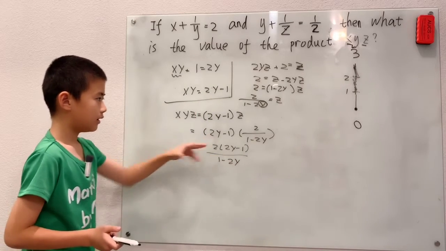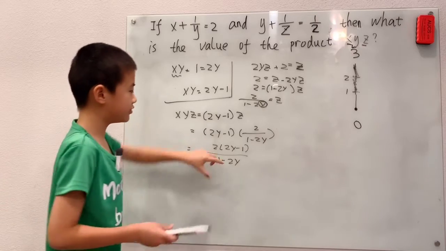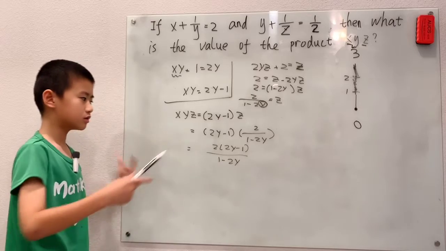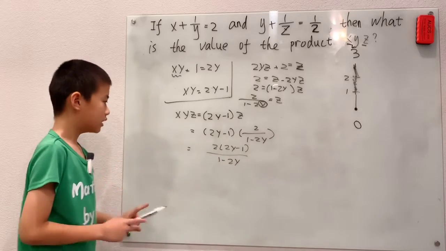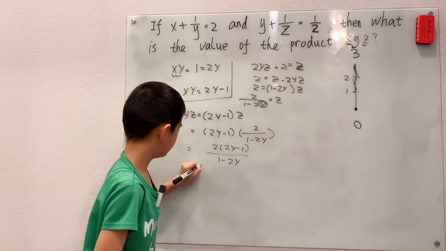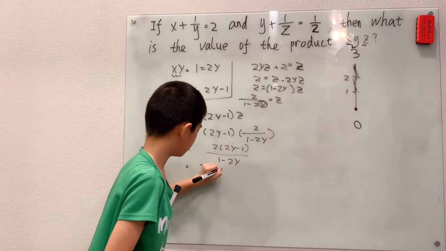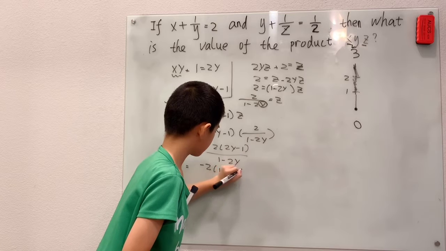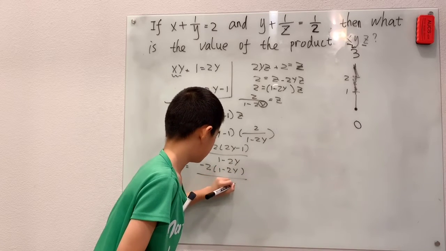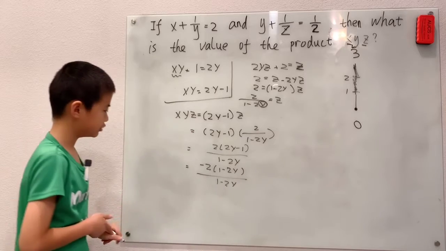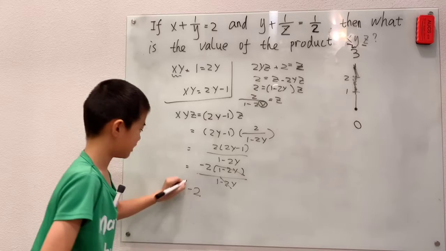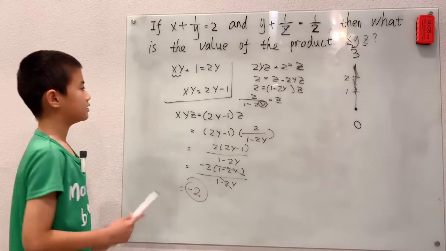Now, I think you might know this. In fact, you probably know this, that we can flip 2y minus 1 around as long as we take out the negative sign and put it beside the 2. So we can flip this around, take the negative sign out, and now we can cancel some numerators and denominators. You can just take out these, and we just have negative 2 in the end.